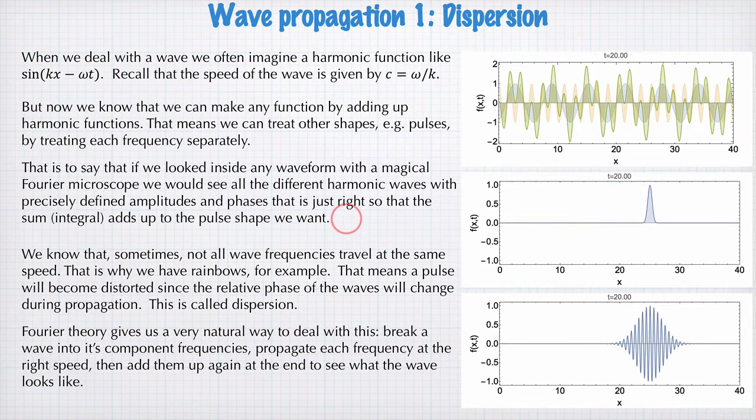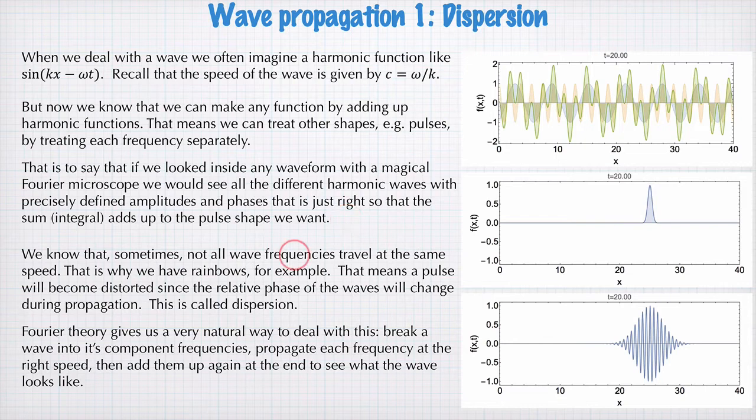And Fourier theory gives us a really natural way to deal with this phenomenon. What we do is we break the wave up into its component frequencies, propagate each frequency at the right speed that we know from whatever relationship is giving us the speed of that wave, and then we add them up again at some later time to see what the new wave looks like, to see how it's been distorted by the fact that different frequency components travel at different speeds.